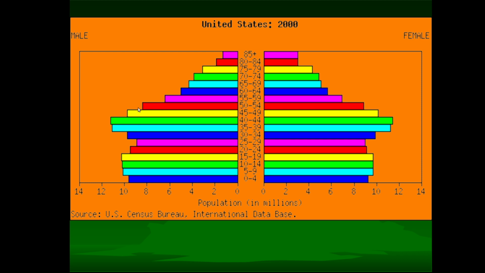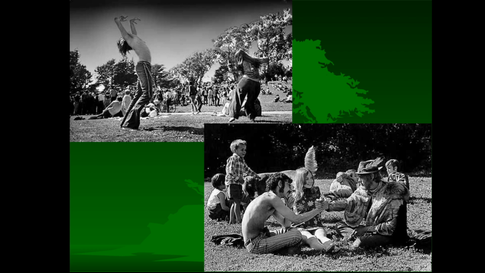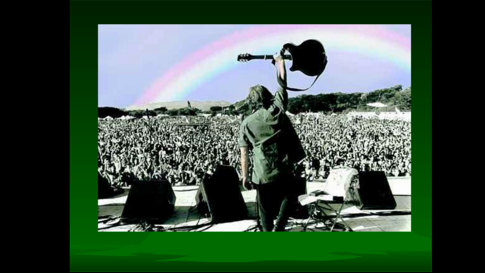So here are the baby boomers right here, this big chunk here. There they are at Woodstock, I guess. That's Country Joe, I think.